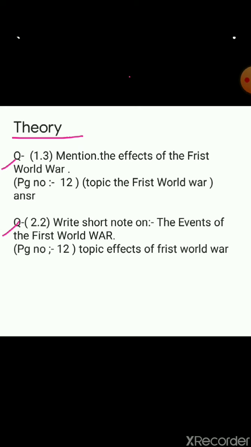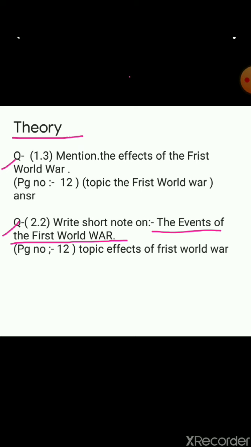The second one is in exercise 2.2: write a short note on the events of the First World War. Okay, the answer you will get on page number 12, under the topic effects of the First World War. There are four topics in that. The first one is destruction of man and material, the second one is social change, the third is the Treaty of Versailles, and the fourth one is long-term effect. Those four points you need to write in this answer, and it will come for 3 marks in the exam.